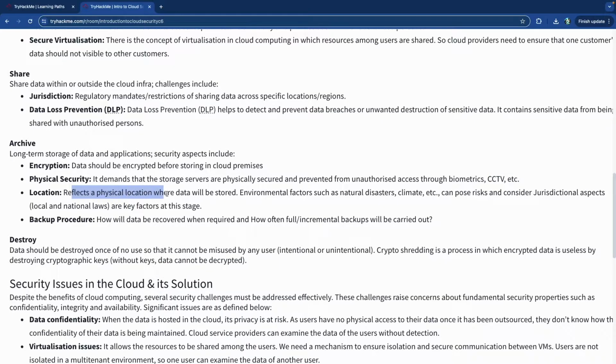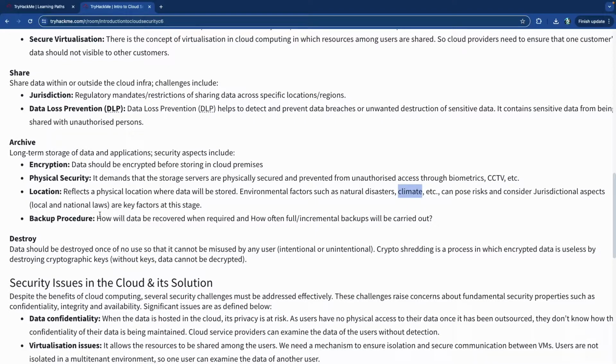The location, which is the physical location where the data, the drives themselves, are stored. And there's stuff like natural disasters and climate, too much humidity and mold can destroy certain things. So all of these things need to be considered when you're considering where you want to store your devices, or store your storage. There you go.